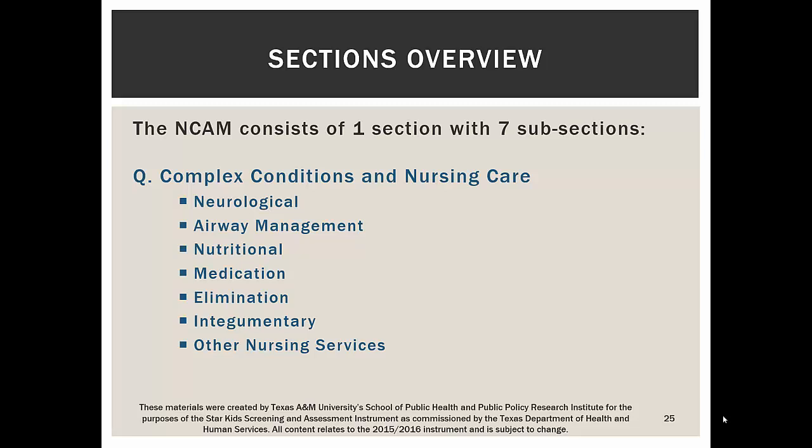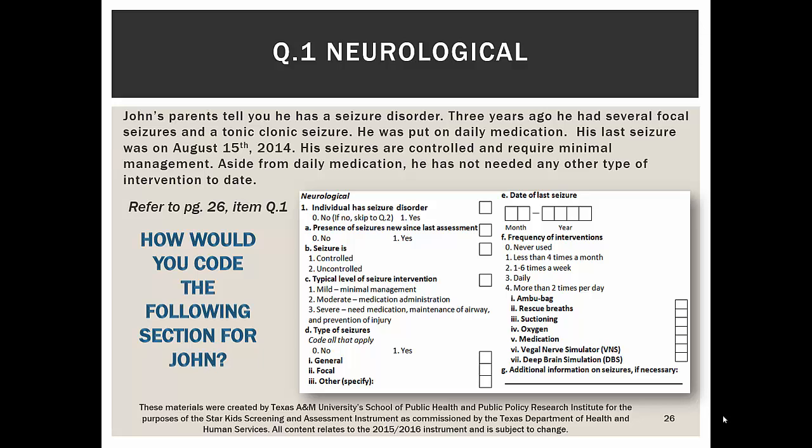There are multiple skip questions in this section where the answer to an item may direct you to skip to subsequent items. The nursing services for each body system should focus on formal care needed and received. Let's take a look at Q1, neurological. This question refers to seizure disorders.